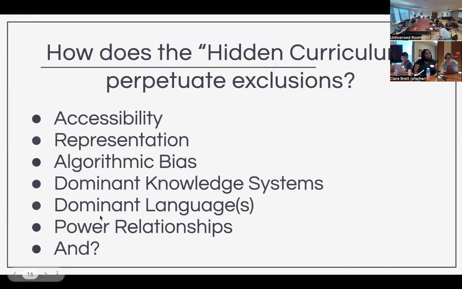Okay, so some other ways that we've already talked about a lot of this, but when we talk about how the hidden curriculum can perpetuate exclusions, we talked about accessibility. So being able to access buildings, being able to participate. We talked about representation, so who is visible in the curriculum and who is not. When we talk about technologies, representation also often leads to algorithmic bias.